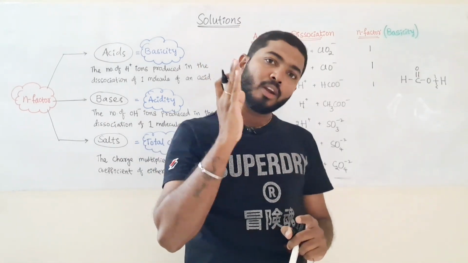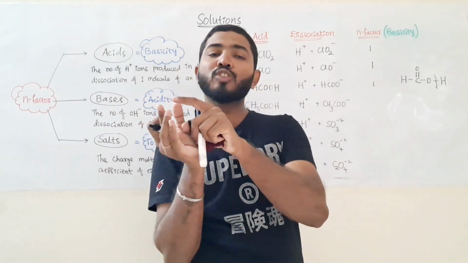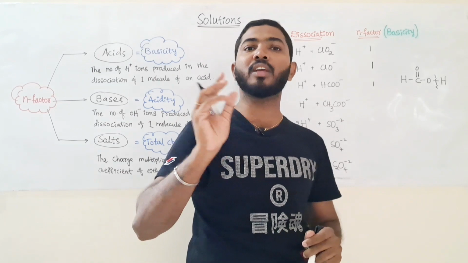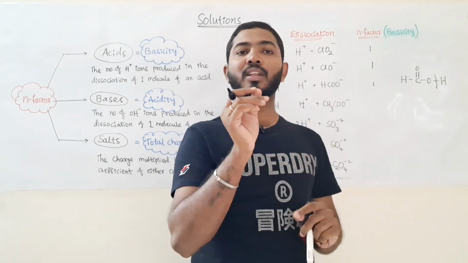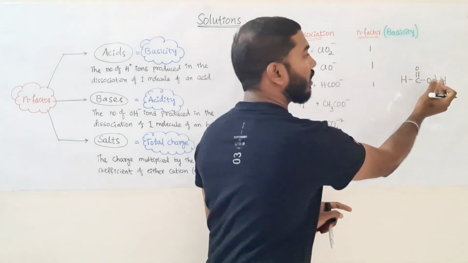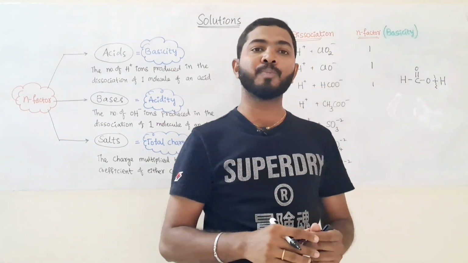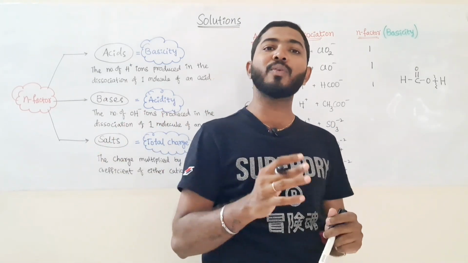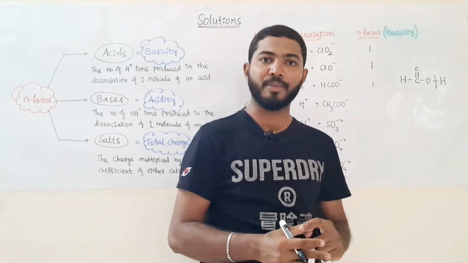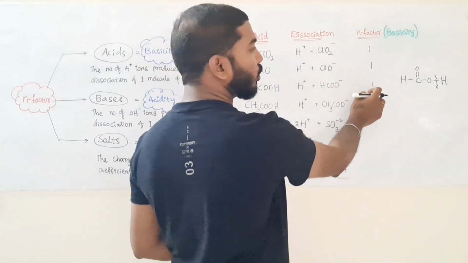That's why, not only in this case but in all cases, the hydrogens attached to oxygens can easily undergo dissociation. So we have to consider the number of hydrogens attached to oxygen that can undergo dissociation easily, and only those H plus ions need to be considered in the calculation of N factor. Hope it is clear. That's why the N factor for formic acid is going to be 1.